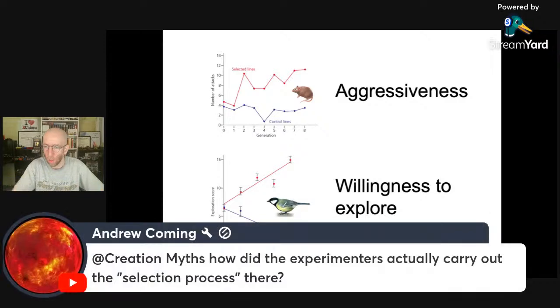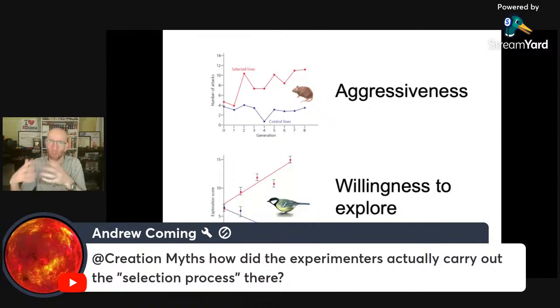Here's a question here. So how did the experimenters actually carry out the selection process? In your initial population, it's not that everybody is going to be exactly the same. You're going to have a distribution, whether it's activity, aggressiveness, whatever the trait is. So what you do is you say, okay, the highest activity mice, for example, are only going to mate with the other high activity mice, and the low activity mice, or you just do random for the control line, right?